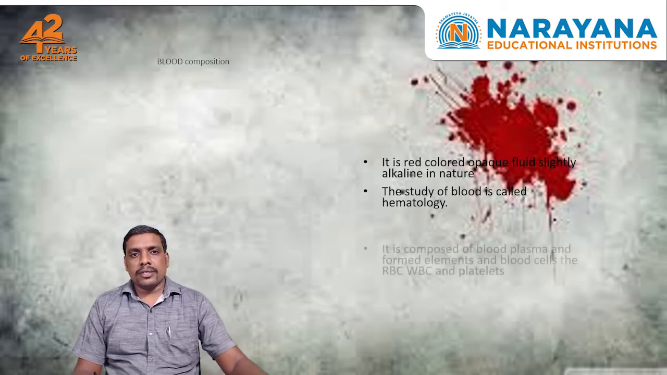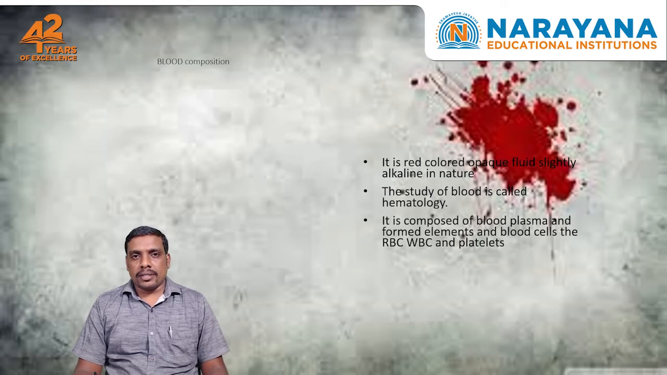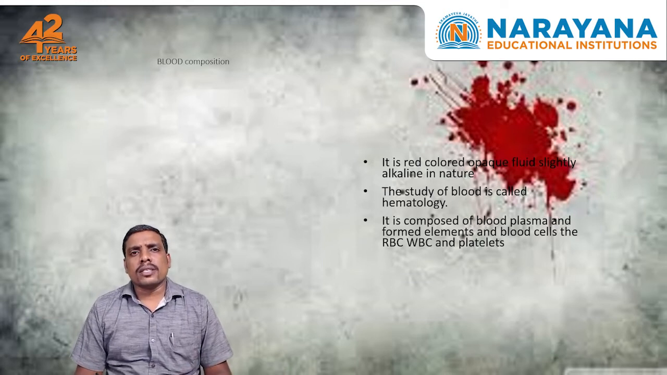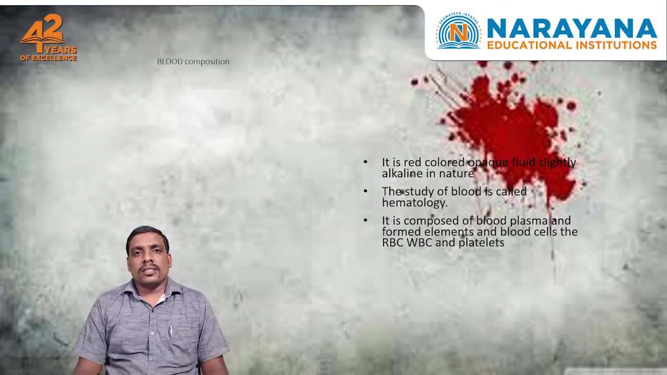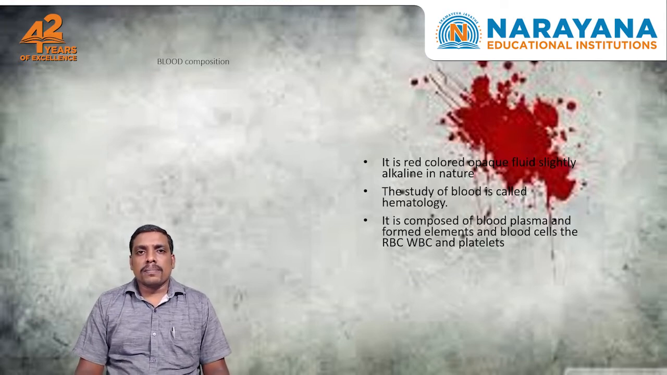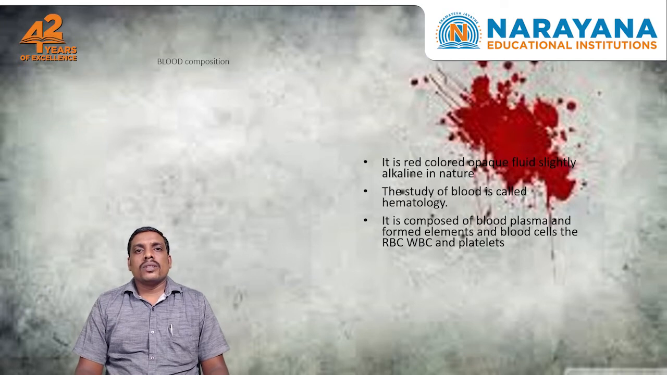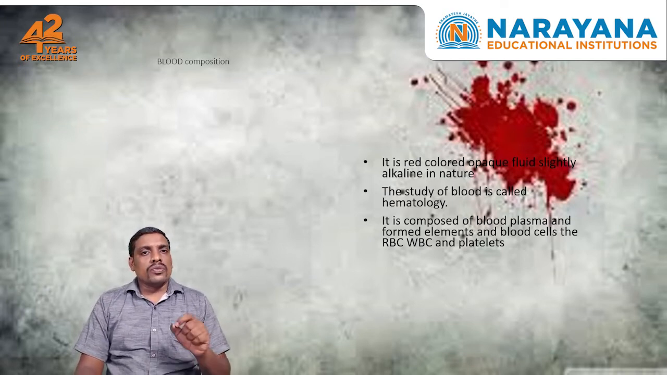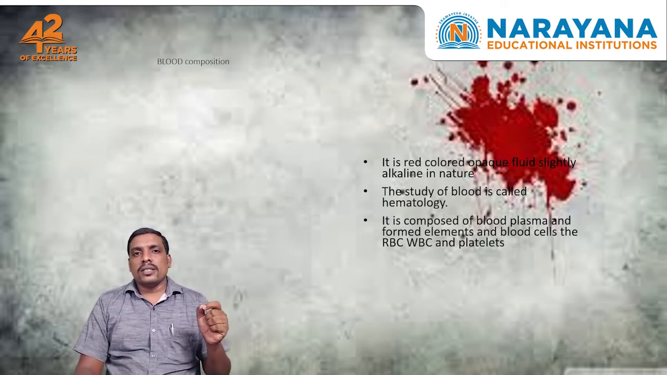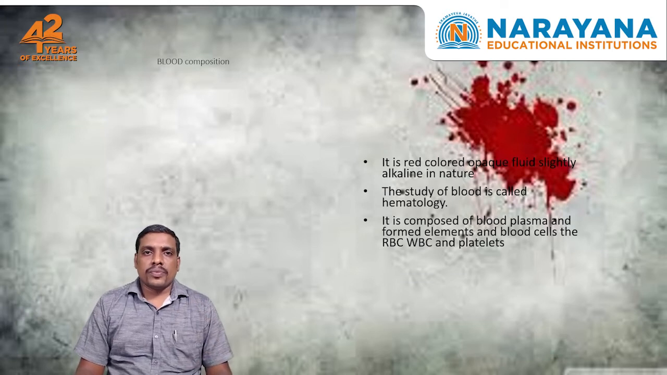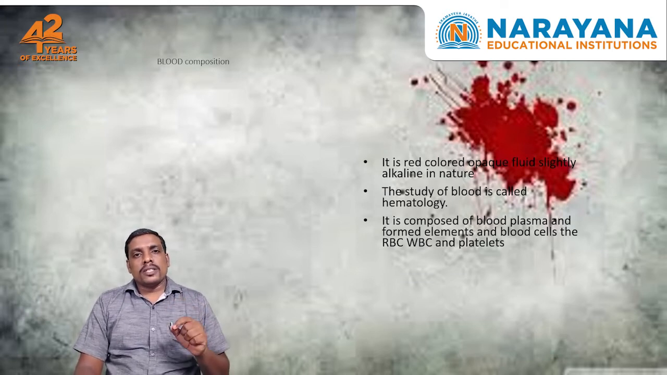Blood contains a fluid part. What is the fluid that is present in the blood? The fluid present in the blood, namely plasma. Plasma in the blood occupies about 55%. The remaining 45% of the blood contains formed elements. What are the formed elements present in the blood?